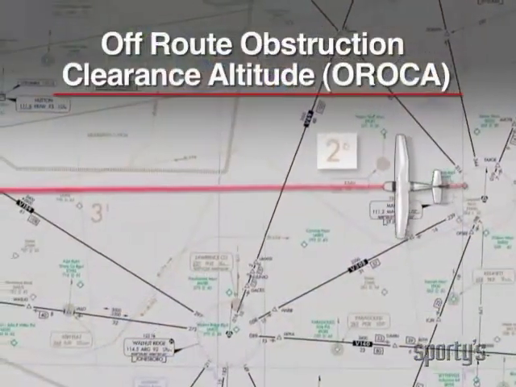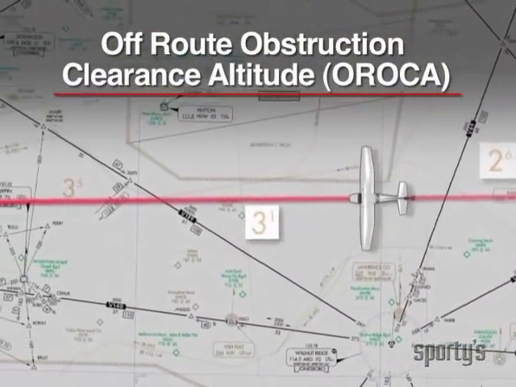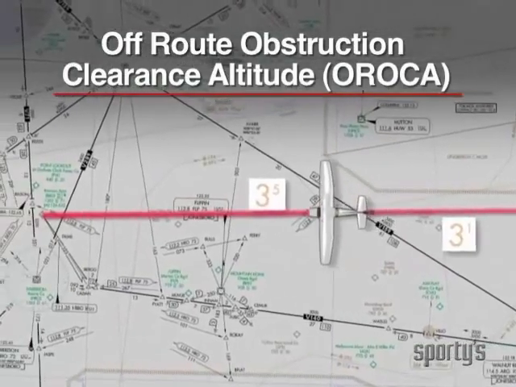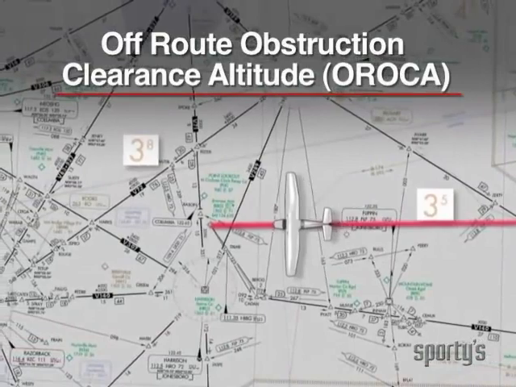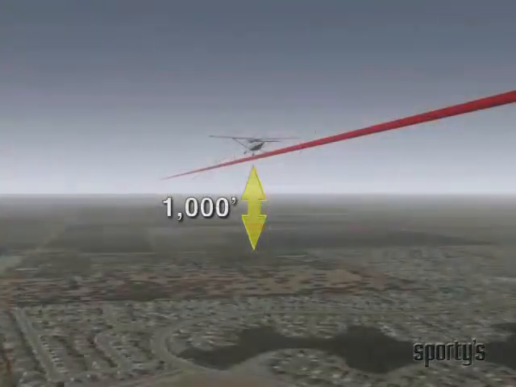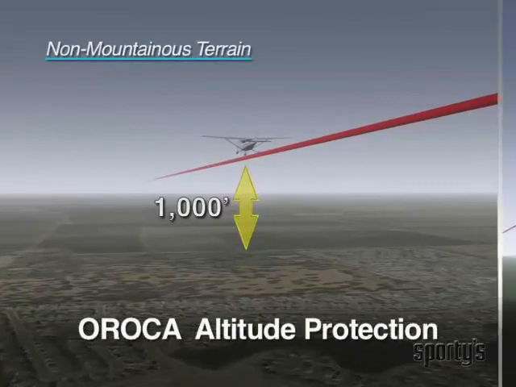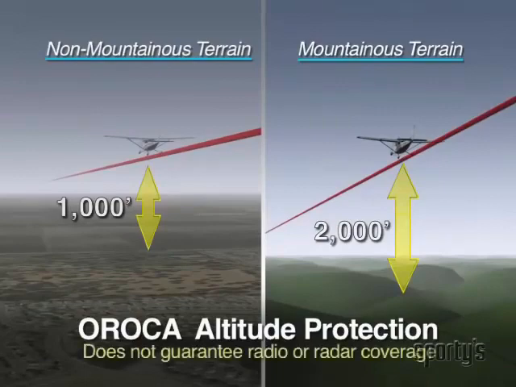Do be aware that unless you are flying on airways, no minimum altitude is published for the route. The IFR low altitude en route chart does show an off-route obstruction clearance altitude, or OROCA, within each quadrangle of latitude and longitude. This altitude provides 1,000 feet of obstacle clearance in non-mountainous terrain and 2,000 feet of clearance in mountainous terrain, the minimum clearance required for filing IFR. It does not guarantee radio or radar coverage.